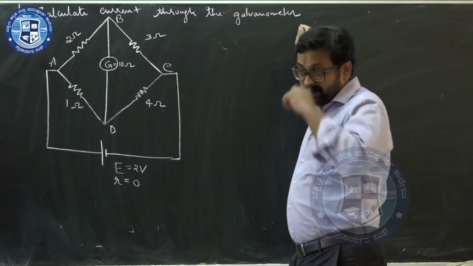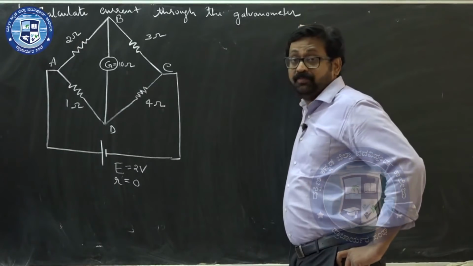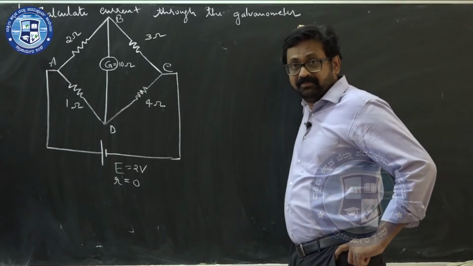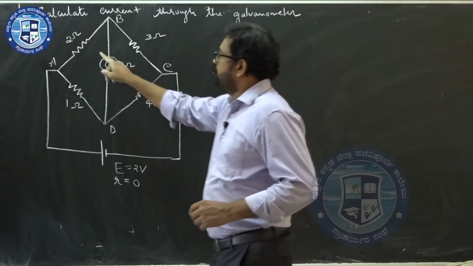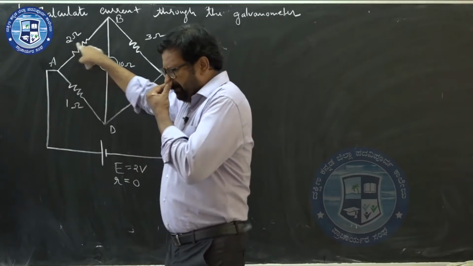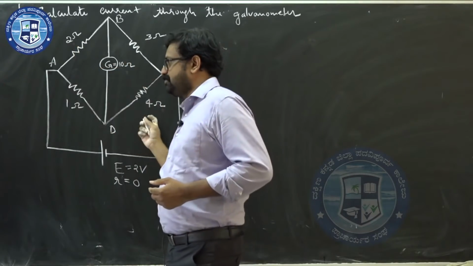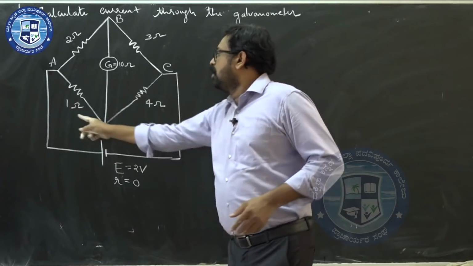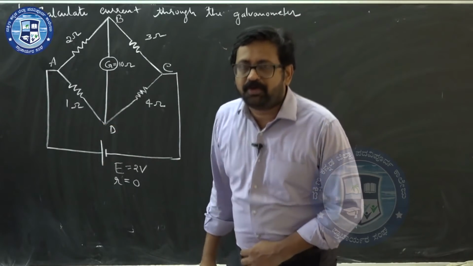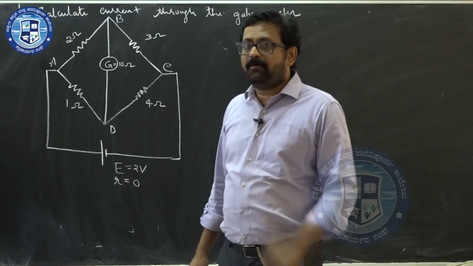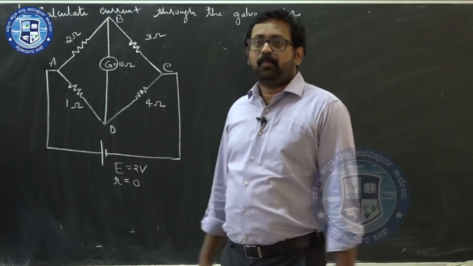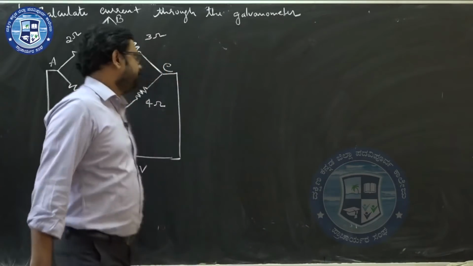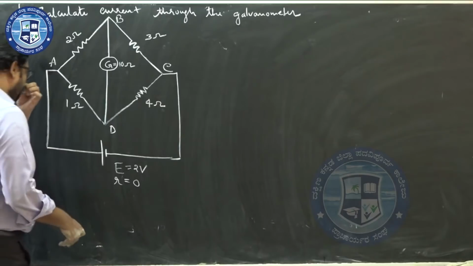First of all you check whether the network is balanced. If the network is balanced, you know current flowing through a galvanometer is 0. Obviously they won't ask such a problem for 5 marks. But just for your information, this is comparable to P, this is Q, this is S, this is R. P by Q is 2 by 3, R by S is 1 by 4, obviously 2 by 3 is not equal to 1 by 4, means network is not balanced. When the network is not balanced, surely there is a current flowing through the galvanometer. That only you are asked to find out.